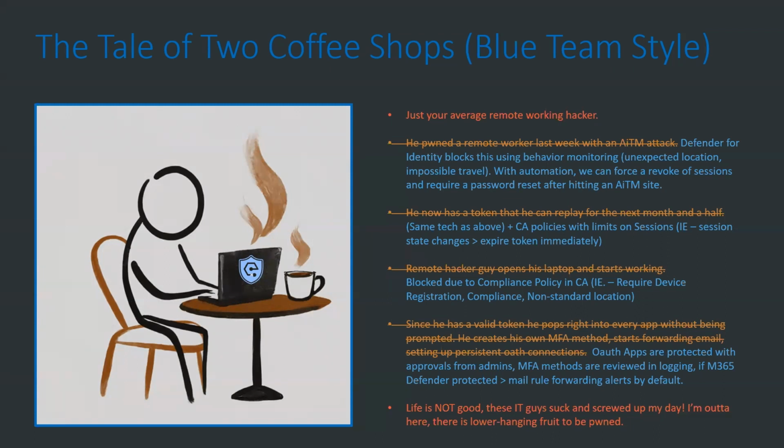And then finally, once they get through step 4, since we're auditing OAuth applications and reviewing that logging that we went over earlier for MFA method changes, we can detect and block this activity. And additionally, if you have the Defender for Office 365, you can do mail forwarding rule alerts as well. So all of these layers can help. That way, if they get through one, you've got the multiple other layers for Bob to be protected. Yeah, so life is not good for this guy. Bob's protected. These IT guys suck, and he's going to go find some lower hanging fruit, right?